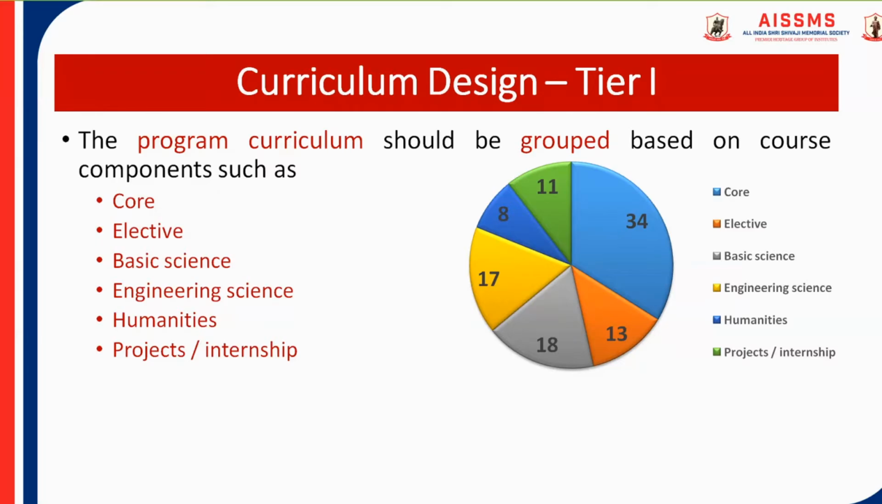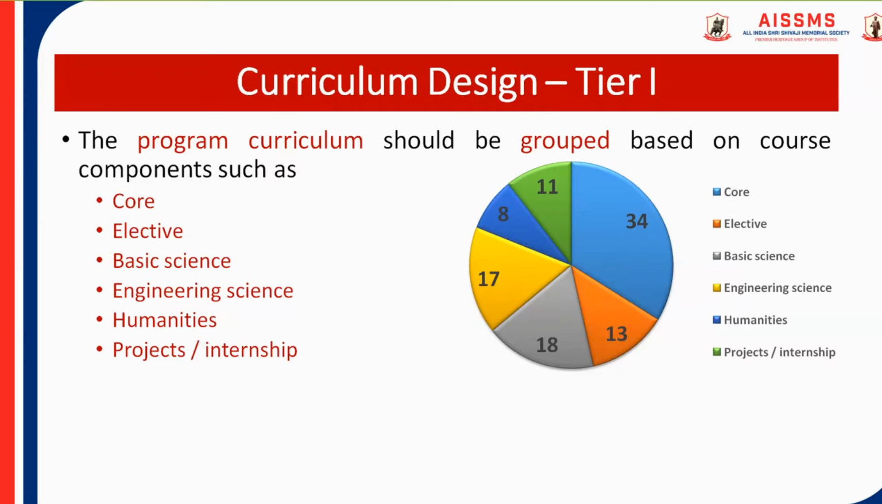So this is a basic thing which anybody designing the structure and curricula should take into consideration, because these are the guidelines given to us by the apex bodies. Whenever you are designing a curriculum, you have to break it down into all these 6 aspects: the major one being the core subjects, then the elective subjects, the subjects of basic science, basic engineering science, humanities and projects.